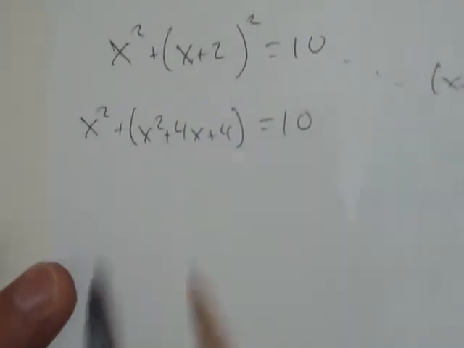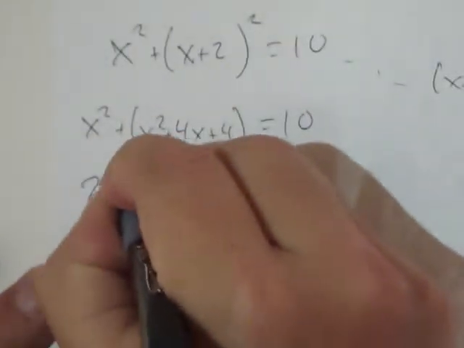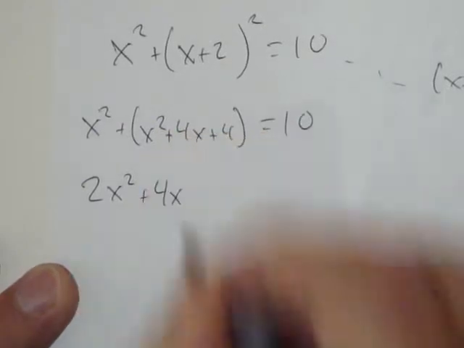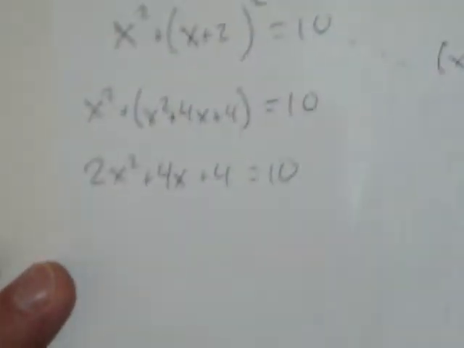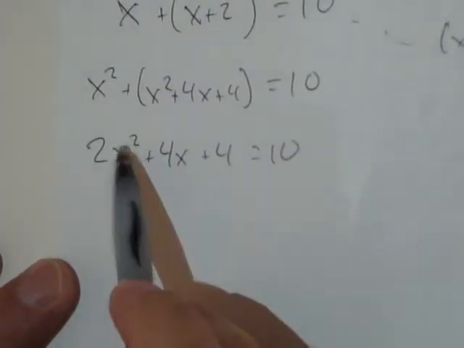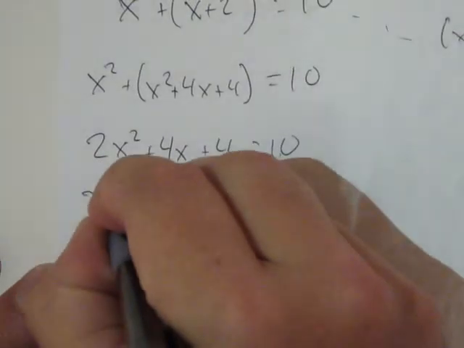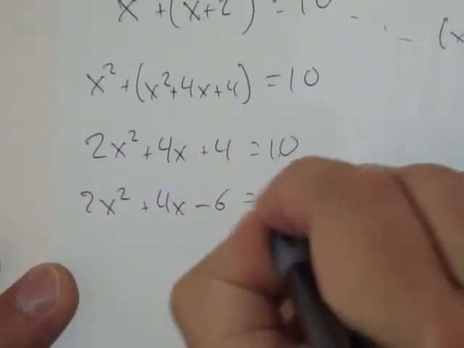And now we can go ahead and combine like terms. We're going to do x squared plus x squared, that's 2x squared, plus 4x, there's no other plain x terms, and then plus 4 equals 10. Well, it's a quadratic, so let's get everything over to one side. We can subtract 10 from both sides. So we get 2x squared plus 4x minus 6 equals 0.